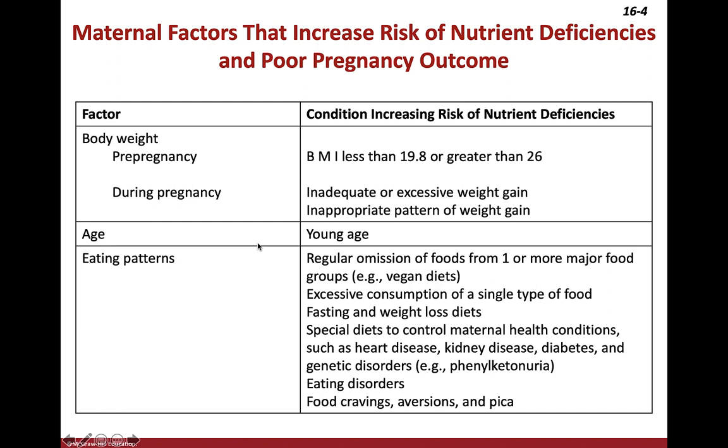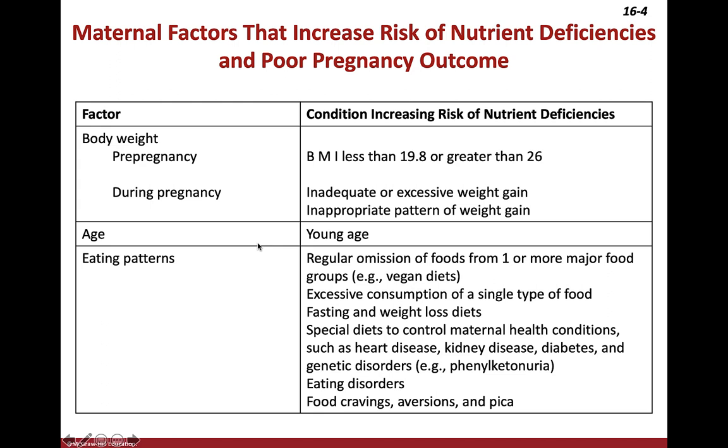Now, this table is looking at maternal factors that will increase the risk of either nutrient deficiencies or poor outcomes of the pregnancy. So the first thing is going to be body weight. So pre-pregnancy, a BMI less than 19.8 or greater than 26. During pregnancy, inadequate or excessive weight gain, or an inappropriate pattern of weight gain. And we'll be taking a look at that a little bit later. If we look at age, a young age definitely poses an increased risk of nutrient deficiencies.